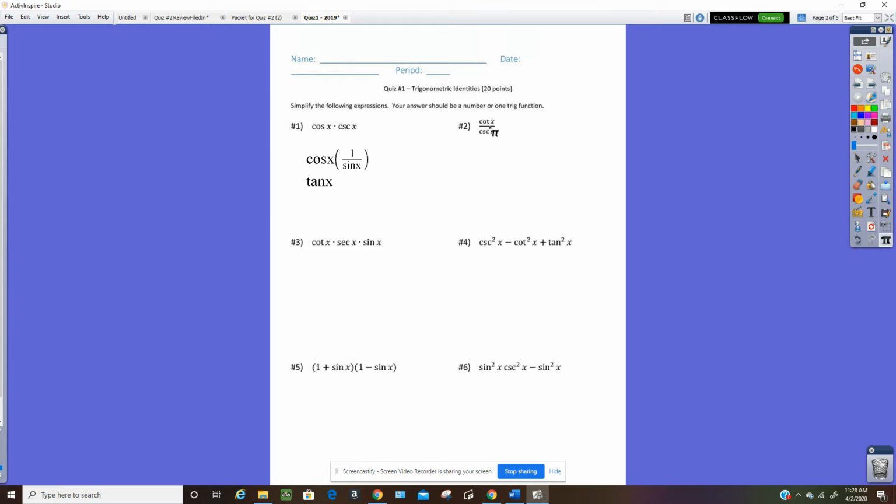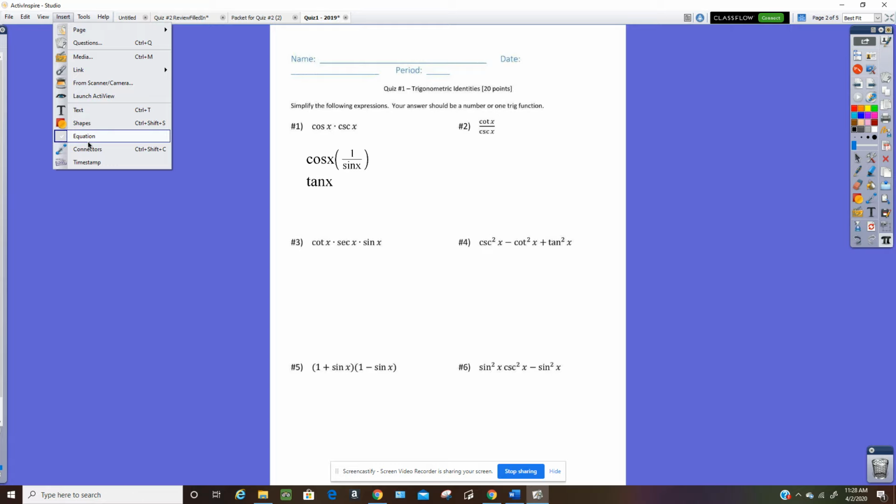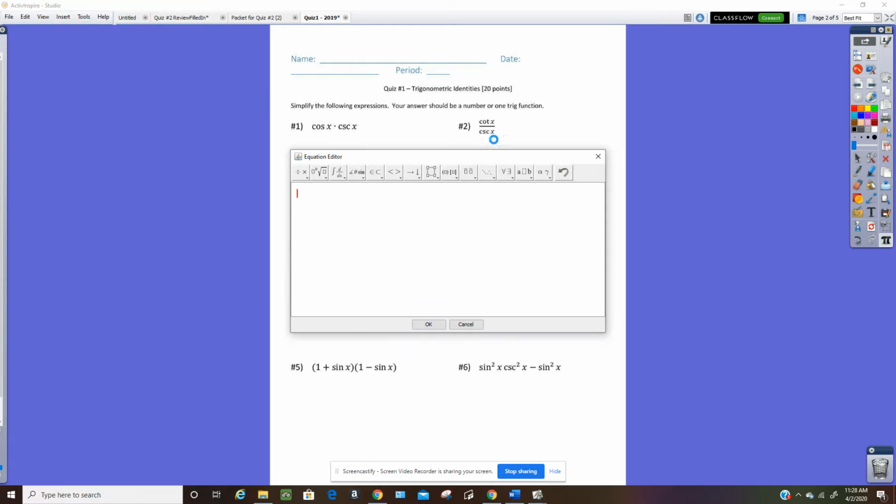And then the second problem, cotangent, is put these both in terms of sine and cosine. So the top one, the numerator there. So let me make a fraction bar, and then another one, because I'm going to take cotangent and change it to cosine over sine. And then cosecant is the same as 1 over sine.